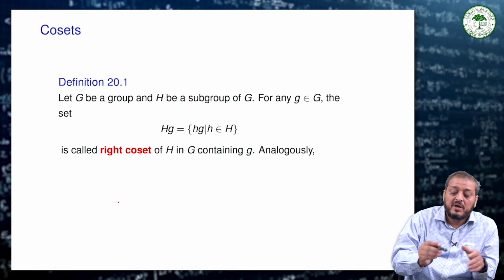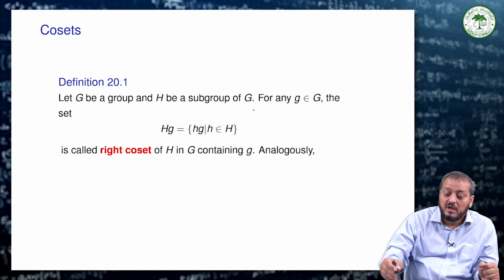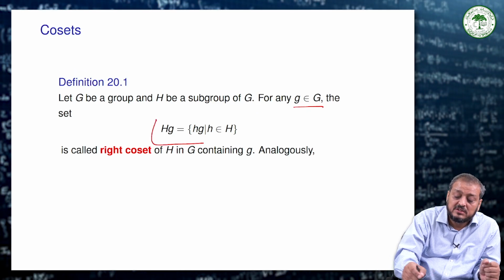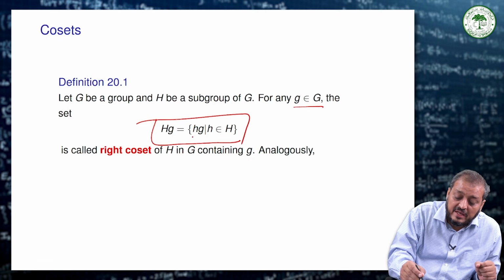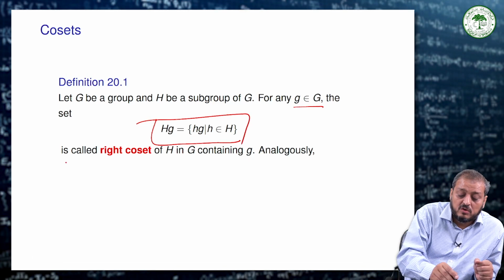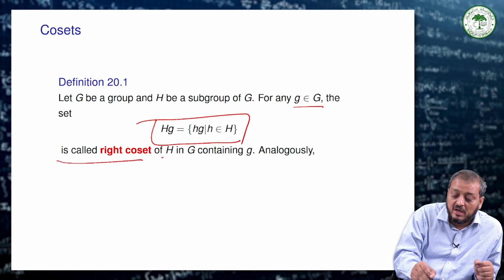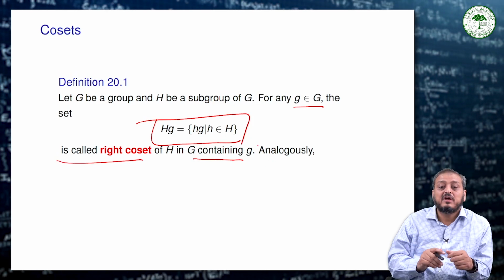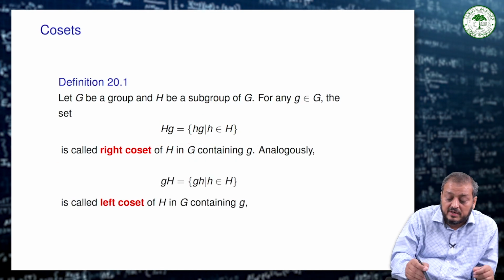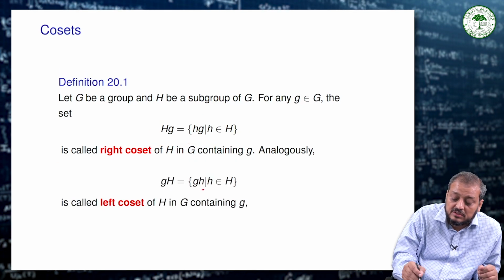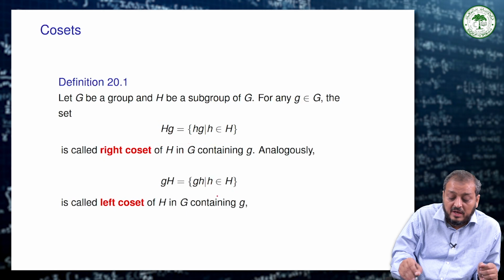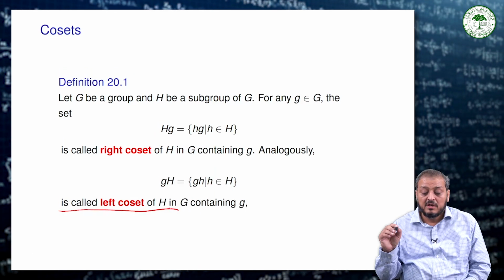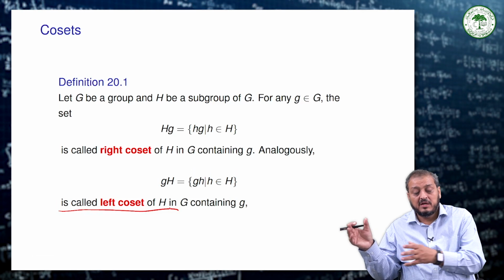Let G be a group and H be a subgroup of G. Then for any g belonging to G, the set Hg, the elements of the form hg with h in H, is called the right coset of H in G containing g. Analogously, we can define the left coset as gH, the elements of the form gh with h in H, called the left coset of H in G containing g.